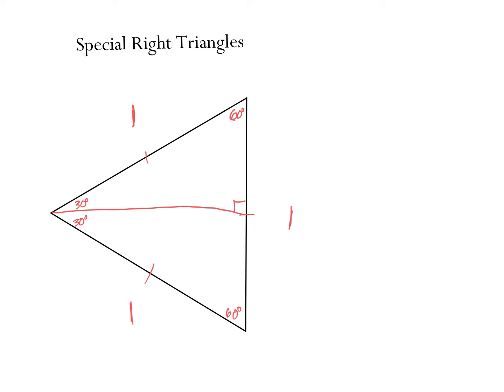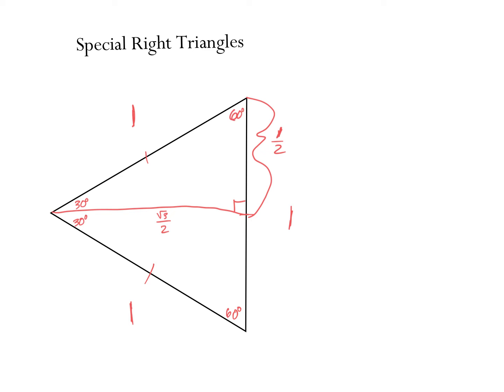Okay, yes, we do. So the side lengths for the 30-60-90: the side across from the 30 degree angle is 0.5. Okay, so we know that this distance would have to be 1/2, yes? Are you guys comfortable with that? This last one, because we remember that pattern, is square root 3 over 2. Essentially, you just take this one times the square root of 3.